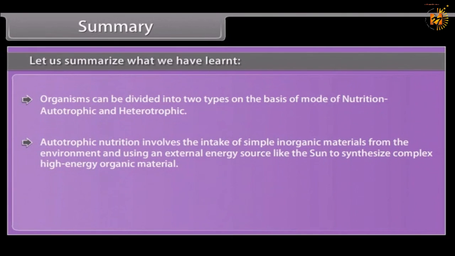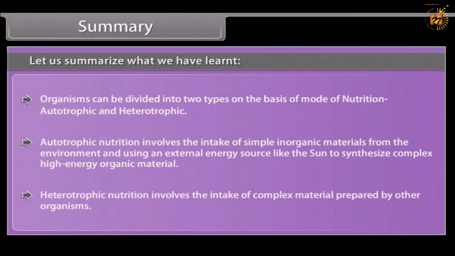Autotrophic nutrition involves the intake of simple inorganic materials from the environment and using an external energy source like the sun to synthesize complex, high-energy organic material. Heterotrophic nutrition involves the intake of complex material prepared by other organisms.